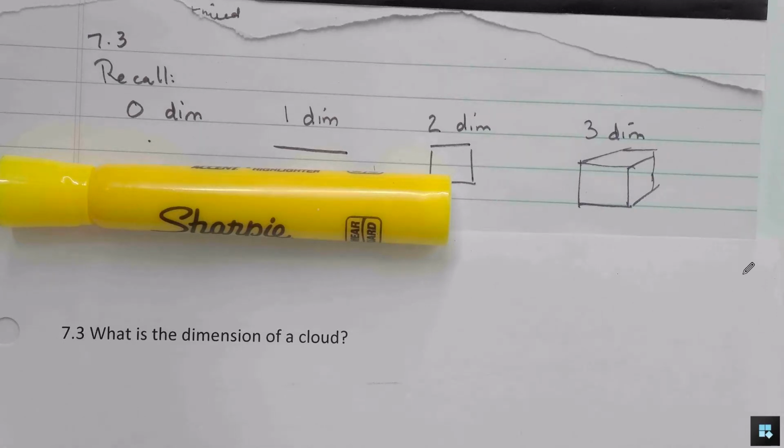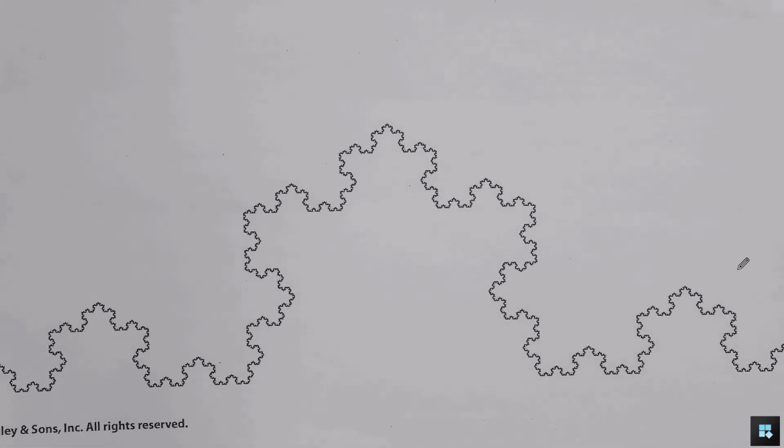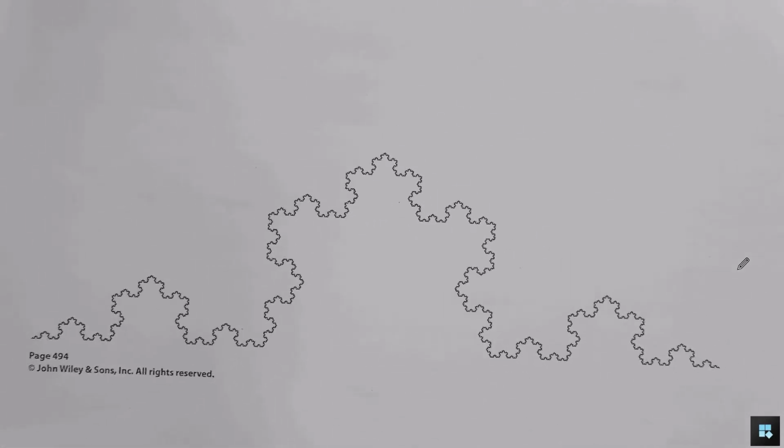We have the same problem with our fractals, looking at their dimensions. For example, the Koch curve. We created the Koch curve in class, and it has infinite detail. If we were able to zoom in on it, we would see infinite detail, which you can see displayed in Wikipedia. So what dimension is the Koch curve?